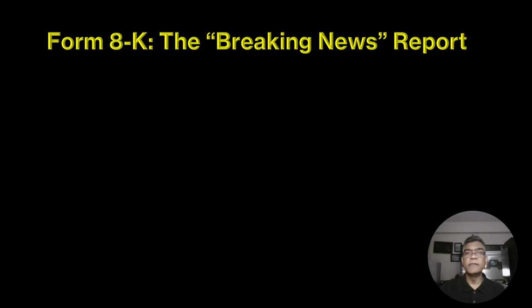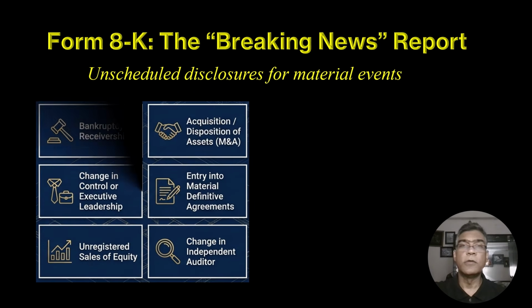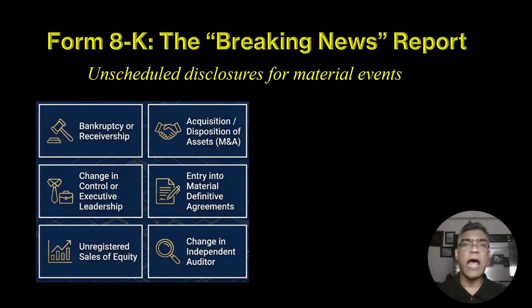Form 8K is the SEC's breaking news report, used for unscheduled disclosures when something significant happens between regular filings. It's how companies communicate material events that could immediately affect investors' decisions. Examples include bankruptcy, mergers or acquisitions, executive changes, auditor replacement, or unregistered equity sales. Each of these signals a major shift in the company's financial or governance landscape.